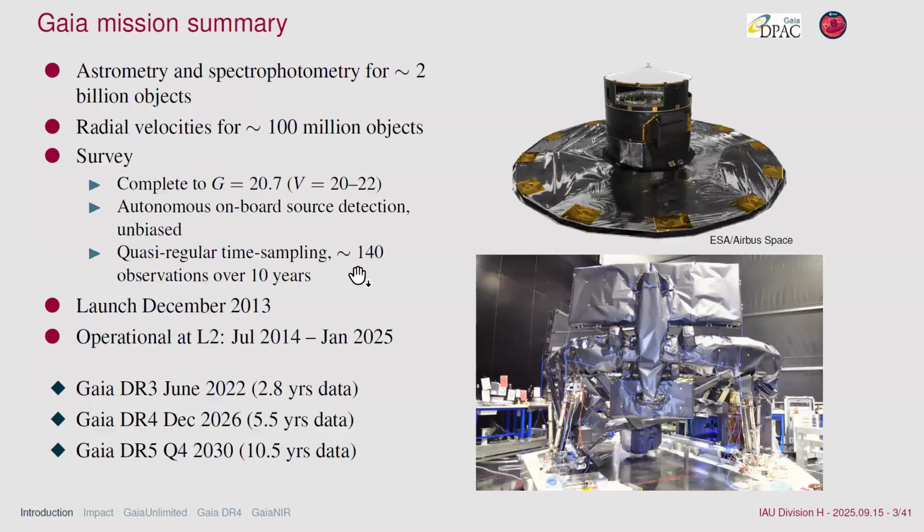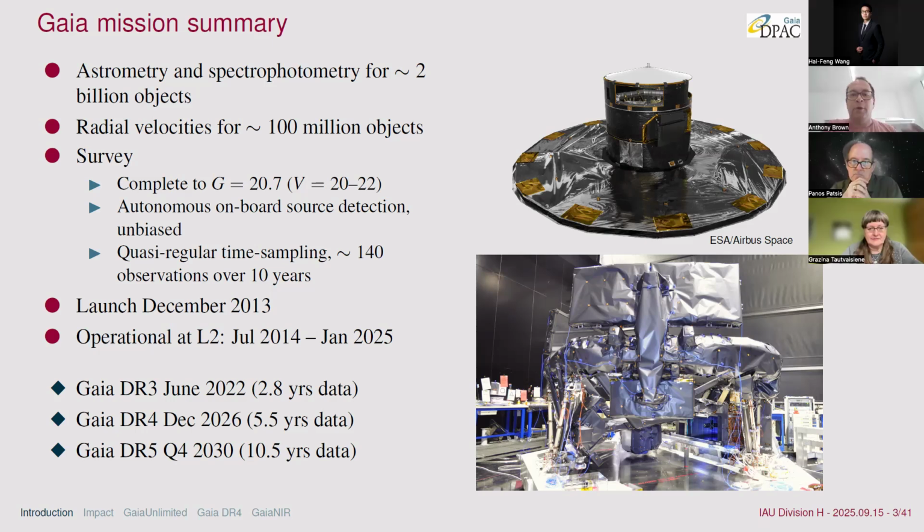Just as a very quick summary of the Gaia survey itself. As I guess all of you know, it's a mission that collects astrometry and spectrophotometry for about 2 billion objects in the sky, and also radial velocities and spectra for about 100 million objects. It's an automated survey, which is complete to about magnitude 21 in the G band. It does its own detection of sources on board, so it's not based on any kind of input list.